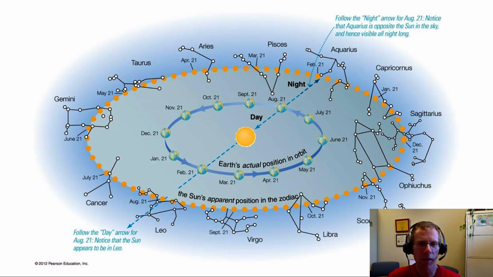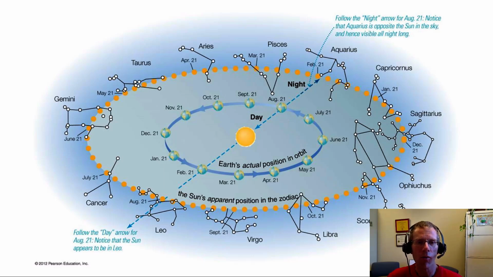Now that might sound familiar to you if you know about the zodiac signs. The zodiac sign of Leo corresponds to around that time in August. The zodiac sign Aquarius corresponds to that time in February. Interestingly enough, you can't see the constellation Leo during the time that you would read your horoscope for Leo, which is the end of July to the end of August, because the sun is in line with Leo.